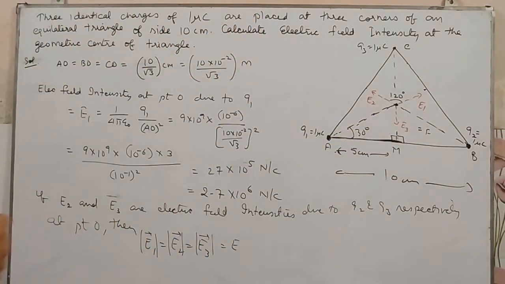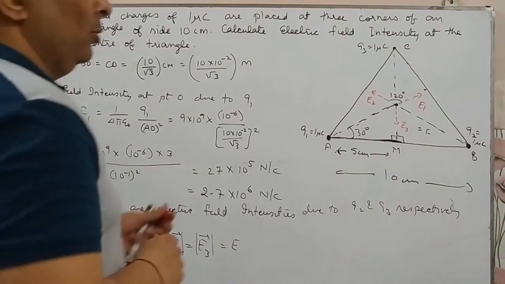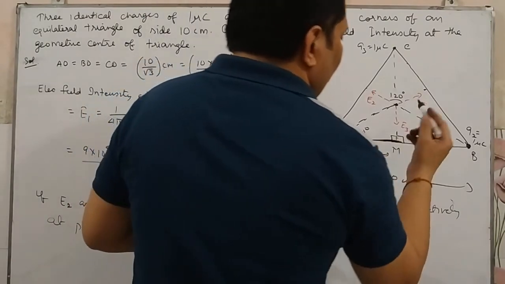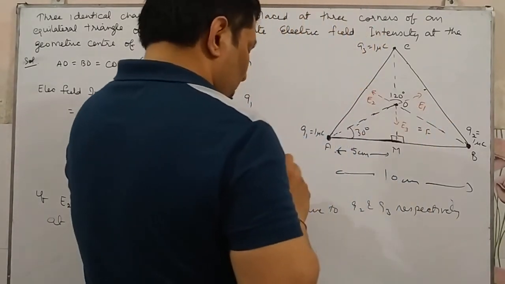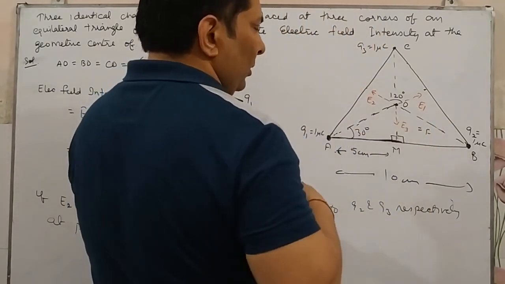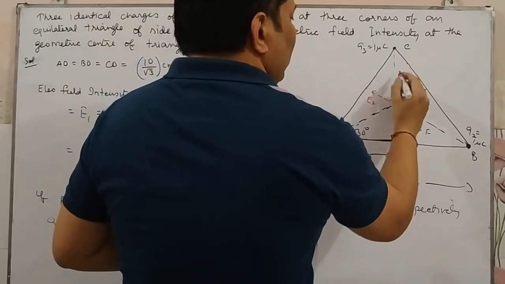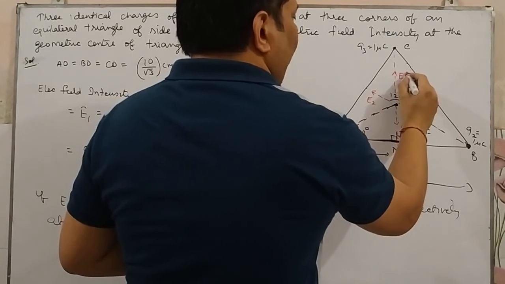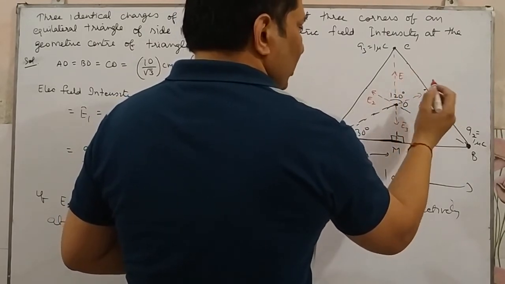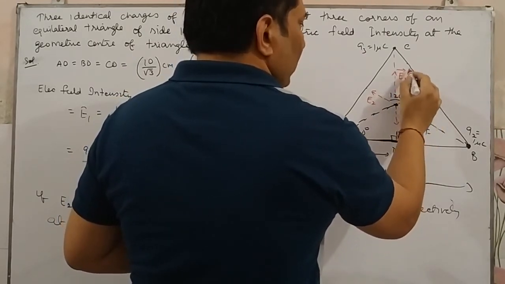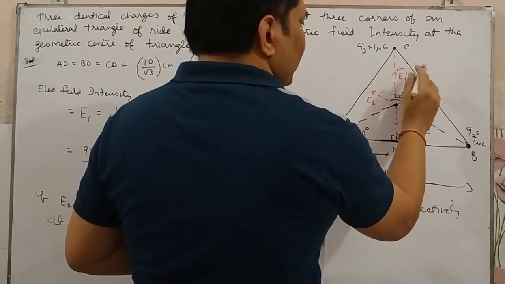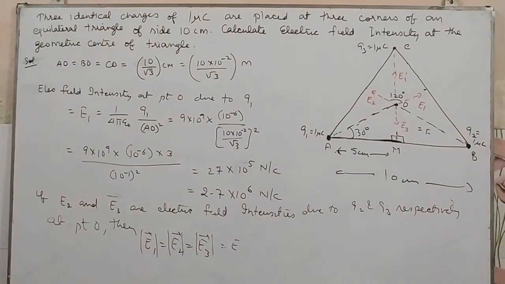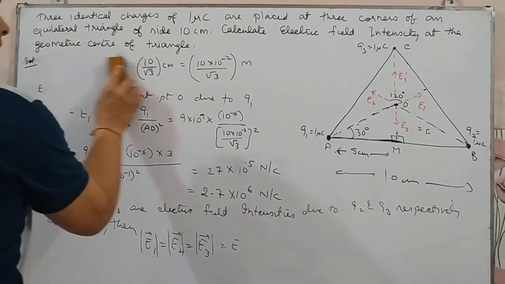So to calculate the resultant electric field at point O in the upward direction, I just forgot to mention point O. Let me write it again. This is point O. So the resultant electric field at this point O, let it be E1 dash. So the resultant electric field of E2 and E3 is E1 dash.